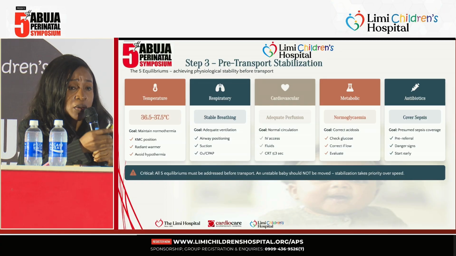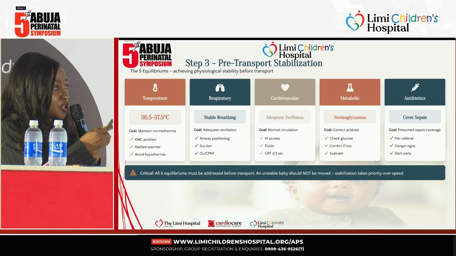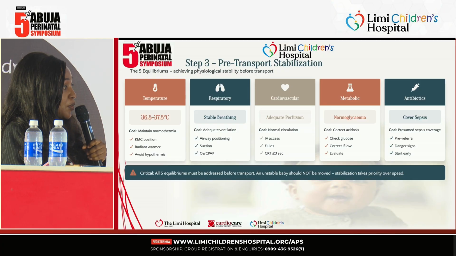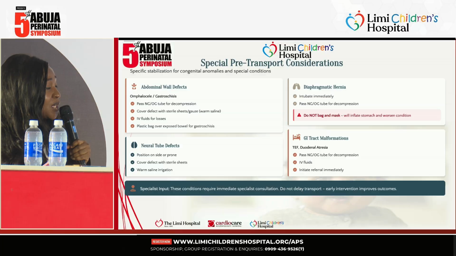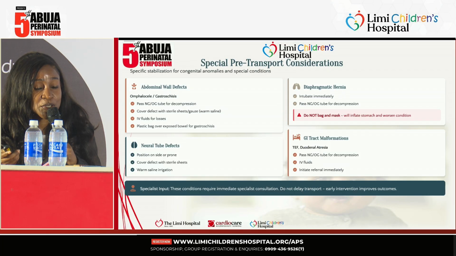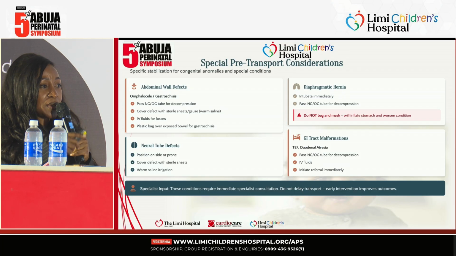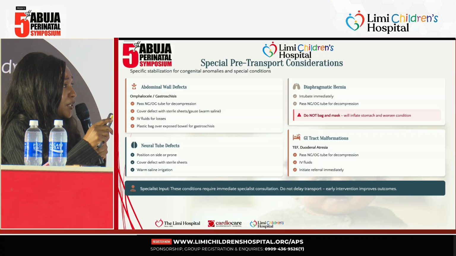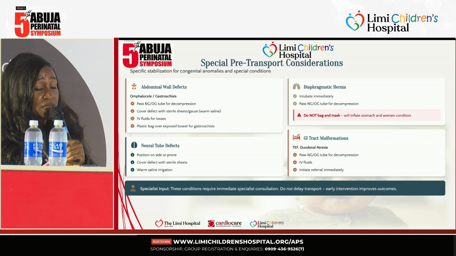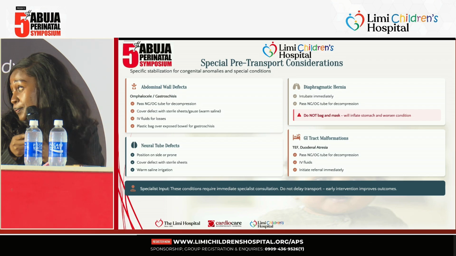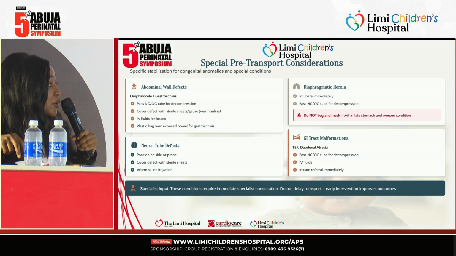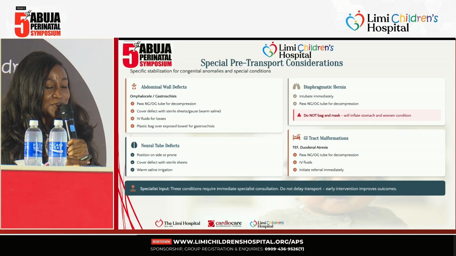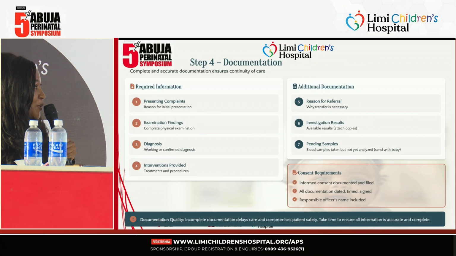Even en route, depending on the distance, you could check the glucose level of the baby, and make sure you give antibiotics to cover for sepsis. Then we have the special pre-transport considerations, aside from ensuring airway, thermoneutral environment, and circulation. These are for babies with congenital abnormalities. So these are the ways you ensure they are safe and kept all put together.